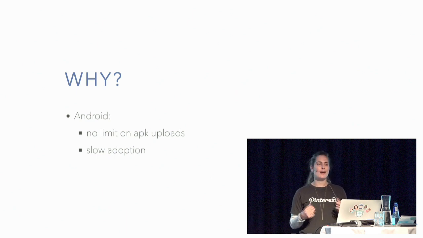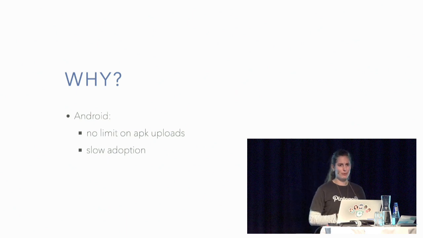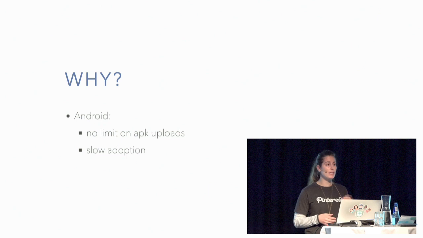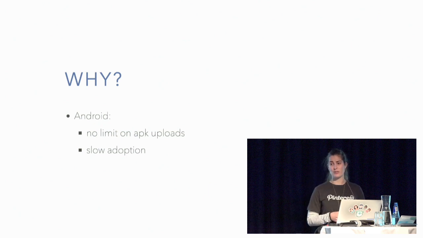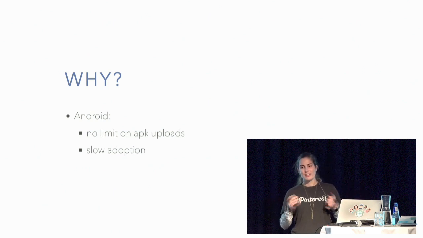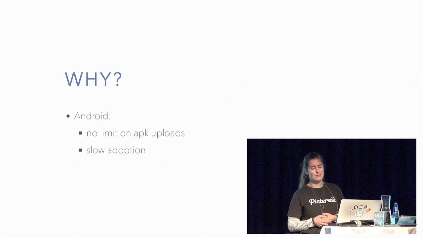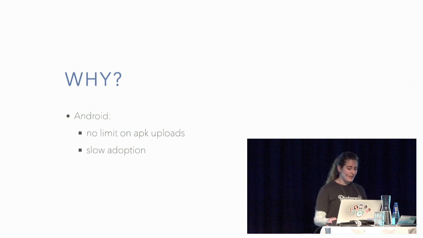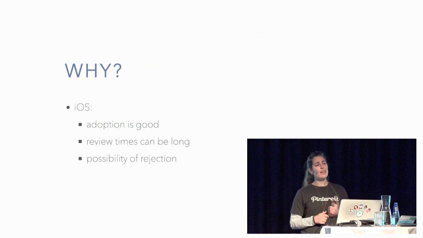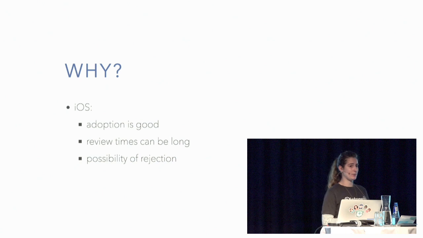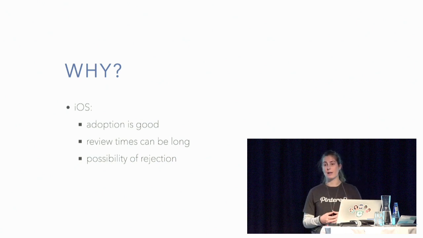On Android, I can upload an APK almost any time I want. There are some limits, but really, you upload it, it takes a few hours to roll out to your users, and that's great. But of course, the skeleton in the closet of Android is fragmentation and low adoption rates. So I can upload those APKs all I want. It doesn't mean my user's actually going to get them. So that's bad.